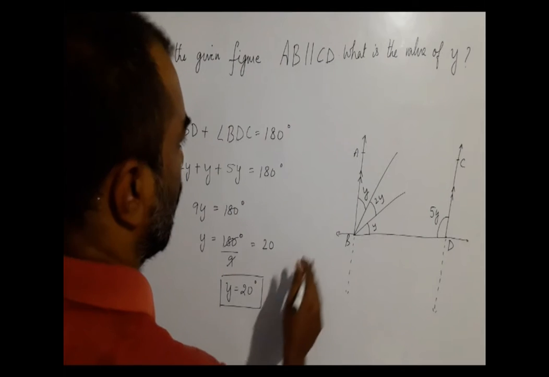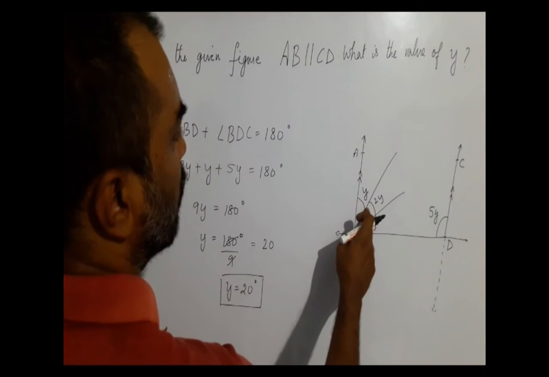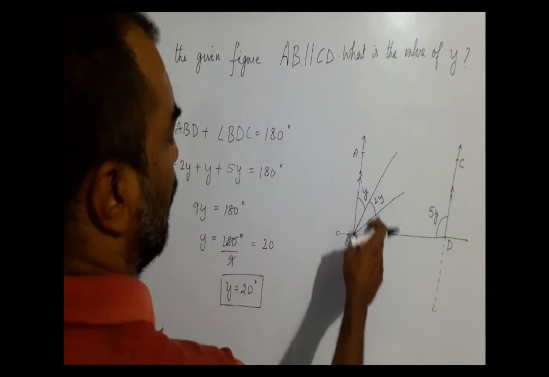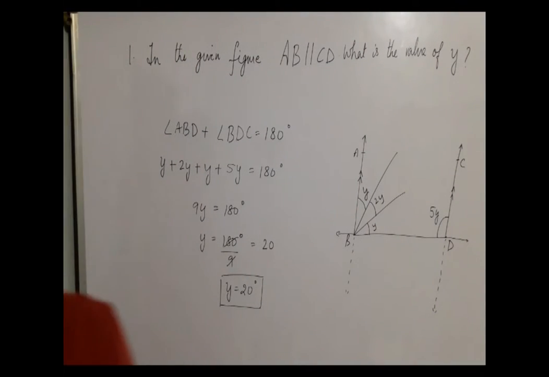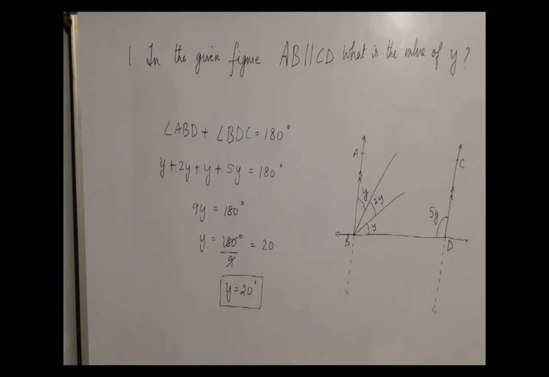Okay. So the two angles are 20 plus 40 plus 20, 80, and this is 100. So this is the first sum. So which property did we use here? We used the property of interior angles on the same side of the transversal are supplementary. Right? That is the answer we have. Also called the co-interior angles. So based on the property, we have found out the value of y.